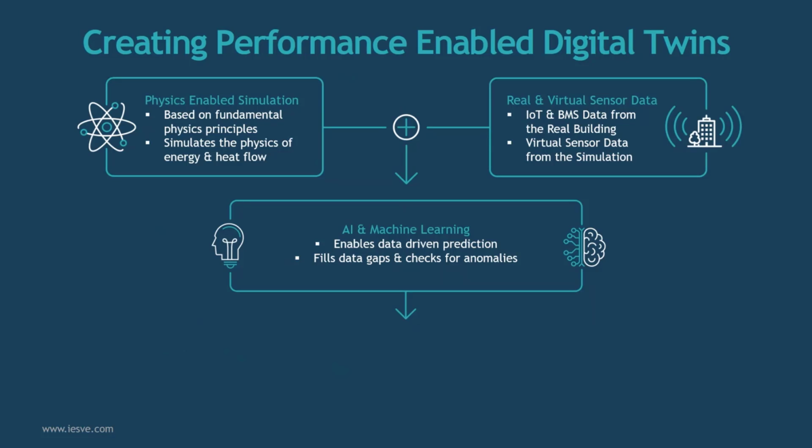Another example there would be that a lot of the time you might have gaps in your data due to downtime from your Wi-Fi connection. The data's not actually been sent to the cloud, or perhaps the BMS hasn't logged it for a day or two. So again, with AI and machine learning and the use of regression algorithms, we can fill those gaps and create clean, full profiles of the data to then work with that physics-enabled simulation model.